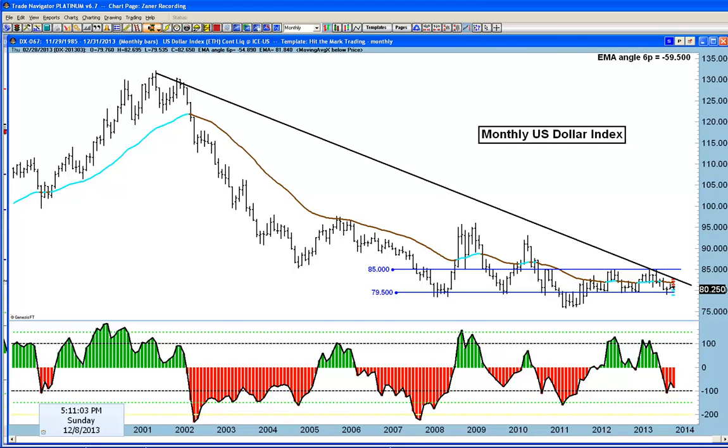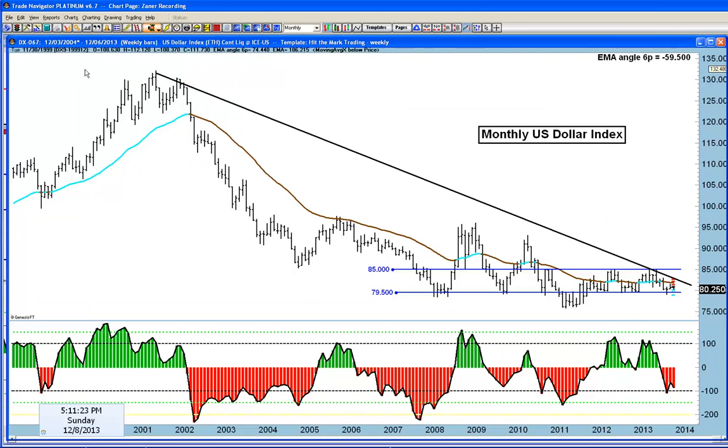79,500 has been the bottom for so many years. In 2008 it went a little bit lower, but this has basically held. So until we see a breakout of this range, we can't really get excited, can we? I don't think so. Now, let's take a look at the weekly.